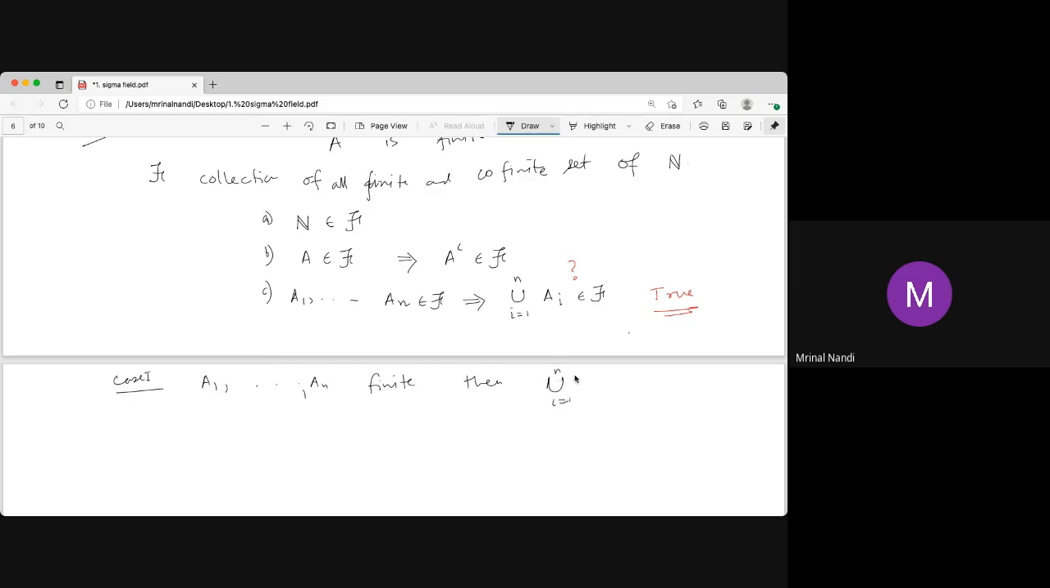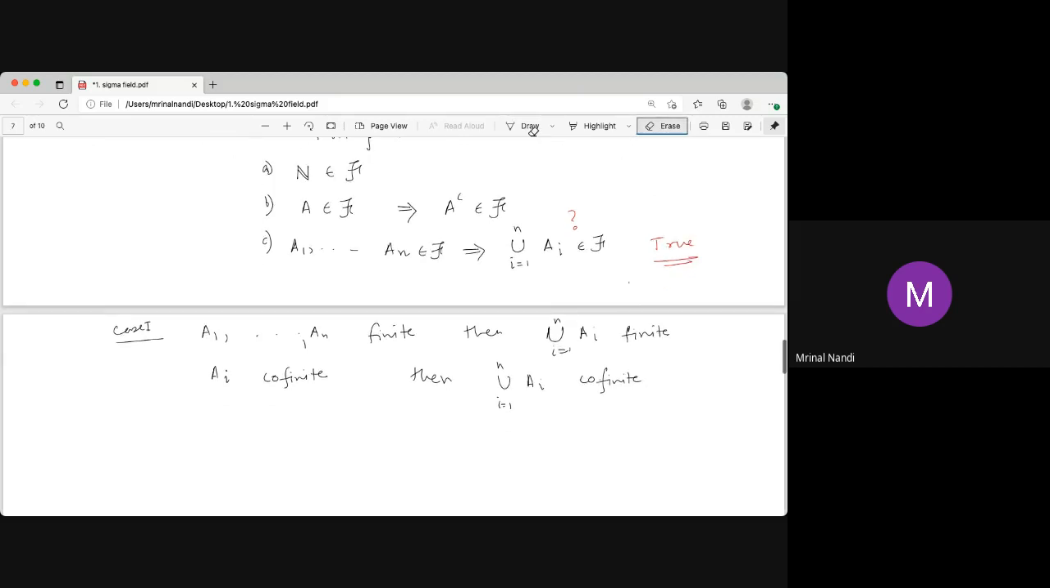Because they are finite unions. So a finite union of finite sets is finite. Now, if one of them is cofinite, say A_i is cofinite, the others may or may not be cofinite or finite. If just one of them is cofinite, then the union is cofinite. If all of them are finite, then the union is finite. If one of them is cofinite, then this union is cofinite.